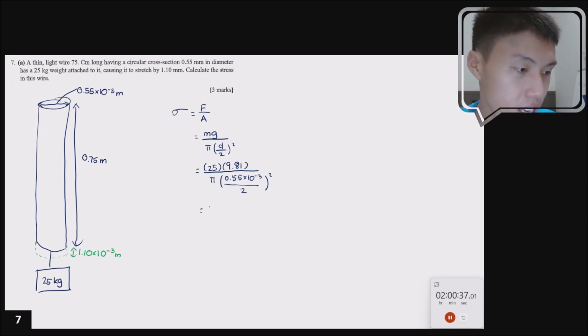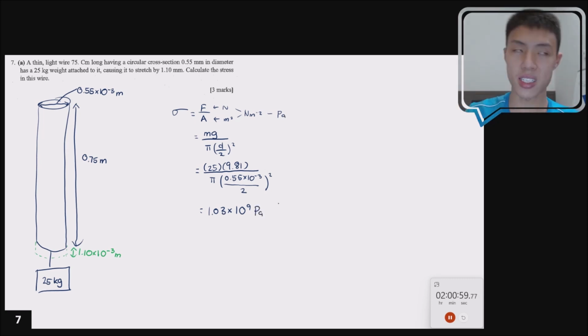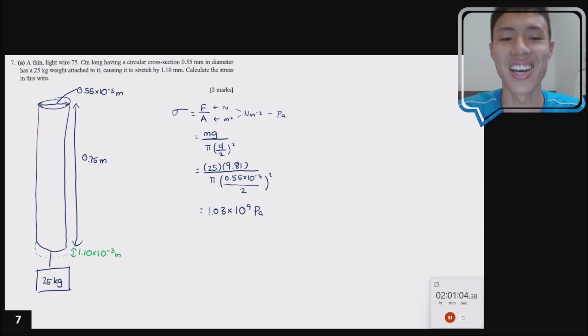So what I get here is 1.03 times 10 to the power of 9, and the unit, take force is Newton, area is meter squared, so combined together you get Newton per meter squared, and that is actually also the unit for Pascal, the unit for pressure. The unit for stress is the same as the unit of pressure. That's why we say we feel pressure, we also feel stress. So they share the same unit. So this is the stress in the wire.